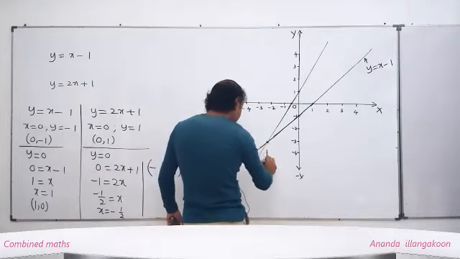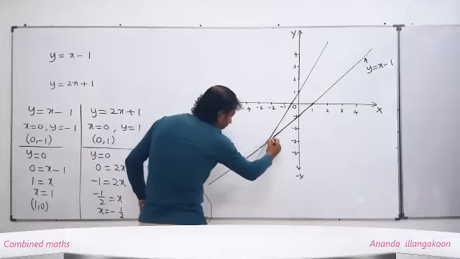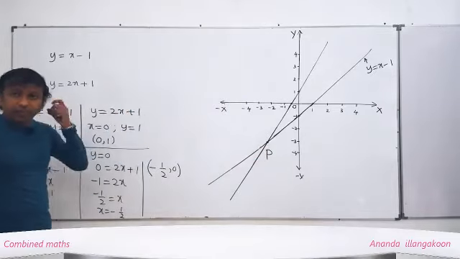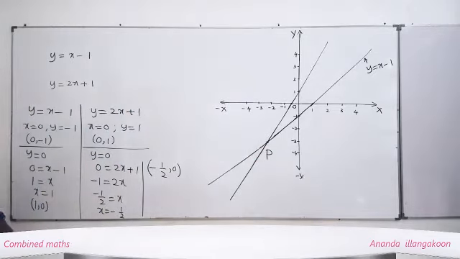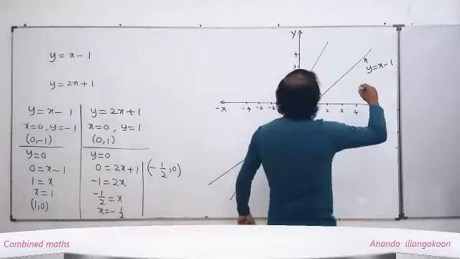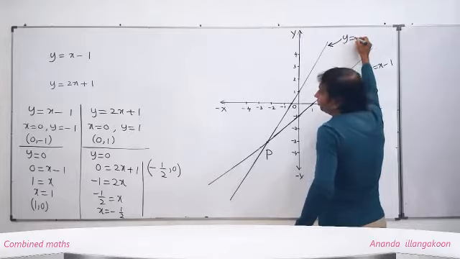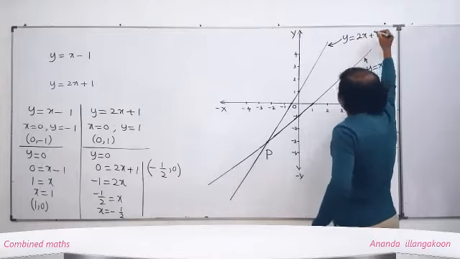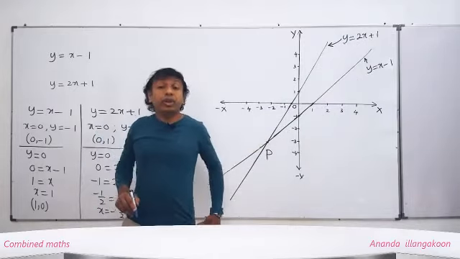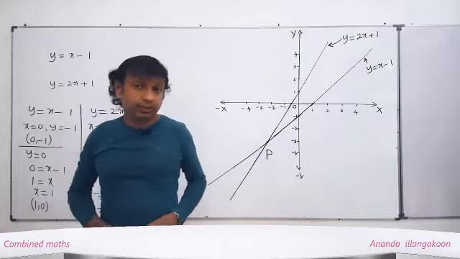The point where they intersect each other, I am going to take as P, people. This is the point P. This point P is the point of intersection. Now we can find point P. This equation is what, people? y equals 2x plus 1. The two lines cut each other at the point P. That point P only we call the point of intersection of the two lines.